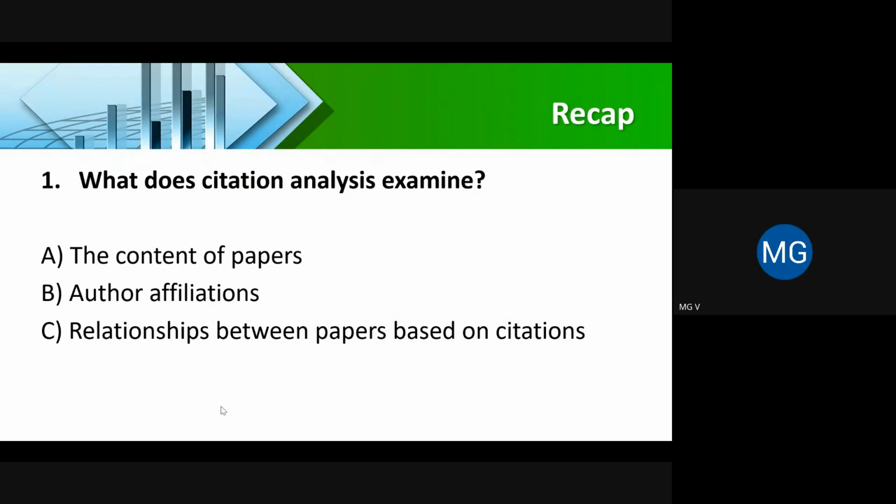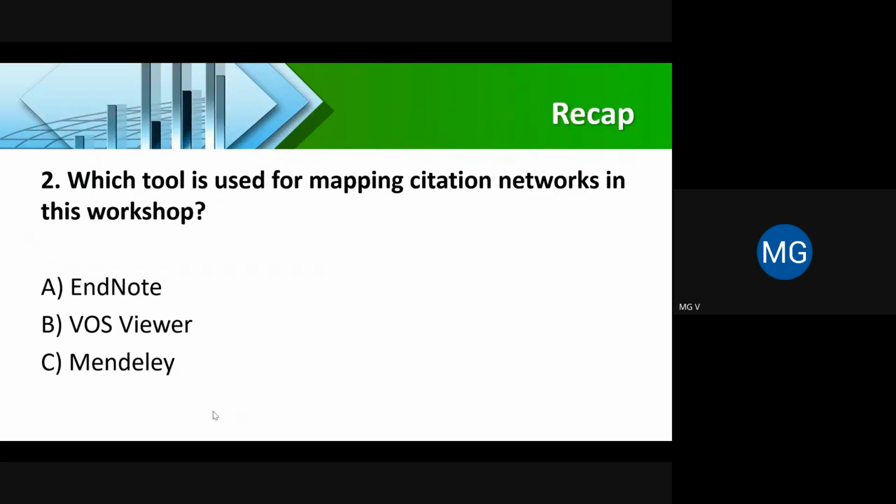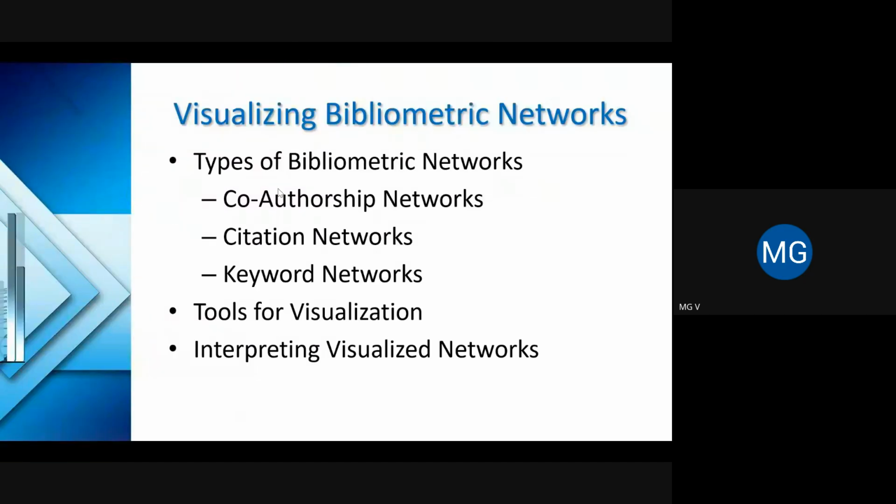So what does citation analysis examine? The content of papers, author affiliations, or relationship between papers based on citations? We know citation, citation, citation, what actually it means. Citation analysis. Okay. Others? Right? You are right. It is C, relationships between papers based on citations. Which tool is used for mapping citation networks today? Right. Now, visualizing bibliometric networks.